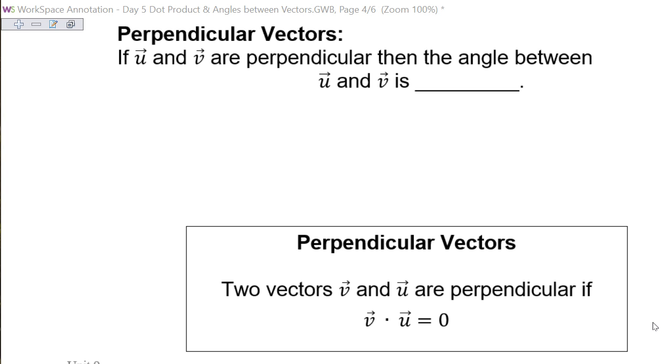Okay, perpendicular vectors. If vector u and vector v are perpendicular, then what's the angle between them? Perpendicular lines form what kind of angle? 90 degrees. So if vector u and vector v are perpendicular, then the angle between those vectors is 90 degrees. Now let me draw a picture over here.